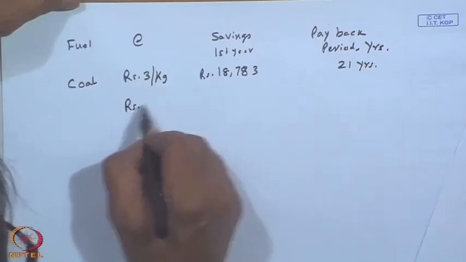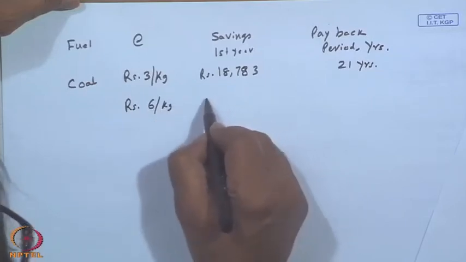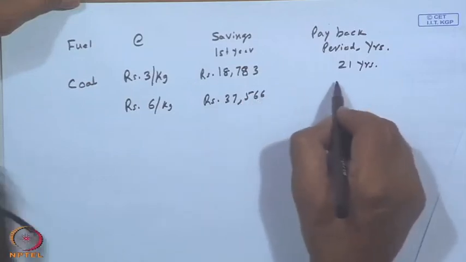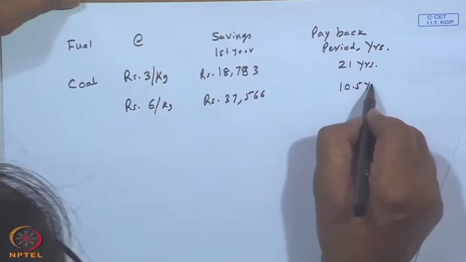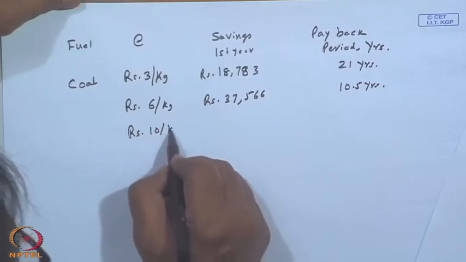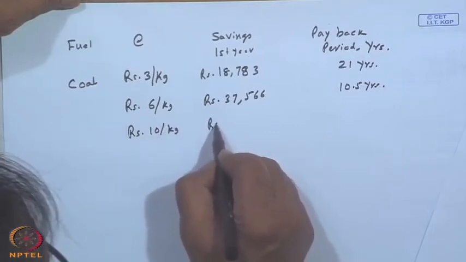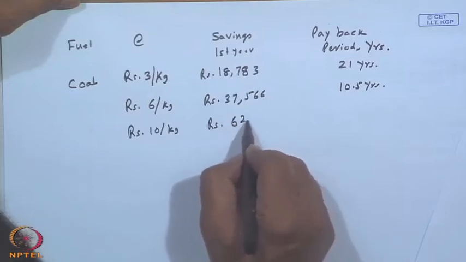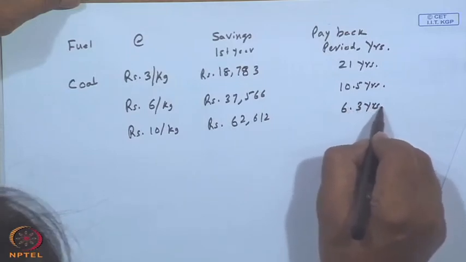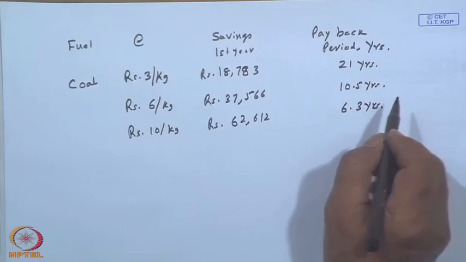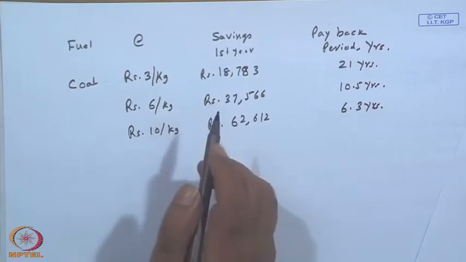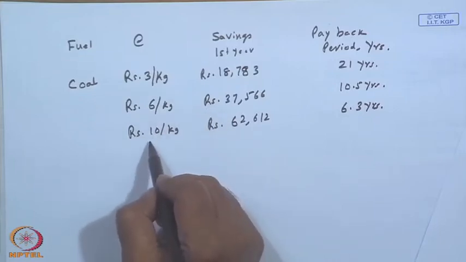And at Rs 6 per kg, this comes to double, 37,566, this becomes half, 10.5 years. And at Rs 10 a kg, which will be Rs 62,616, leading to 6.3 years. These are not cooked up numbers, and I have locally verified that the coal, just household coal, is sold at about rupees 10 per kg.